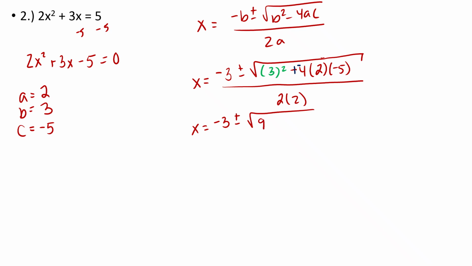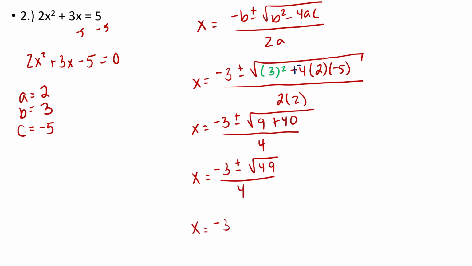And then this is going to be negative 4 times 2 times negative 5. So negative 4 times 2 is negative 8. Negative 8 times negative 5 is positive 40. And 2 times 2 is 4. And now we'll add. So 9 plus 40 is 49. And the square root of 49 is 7.